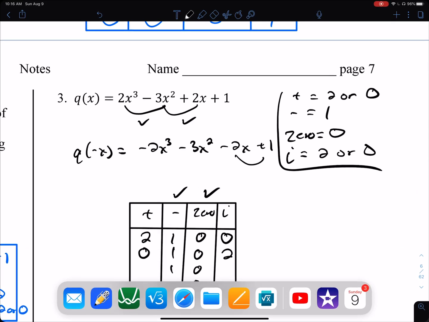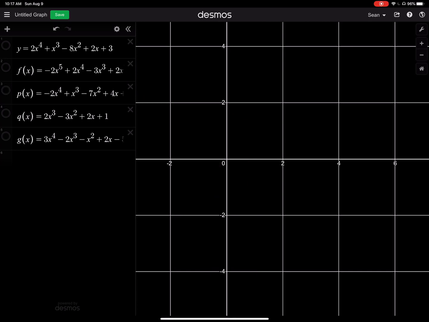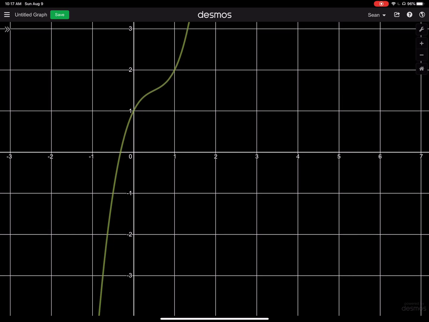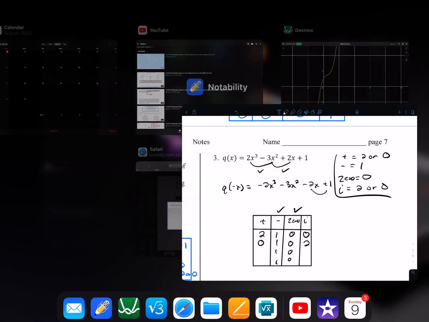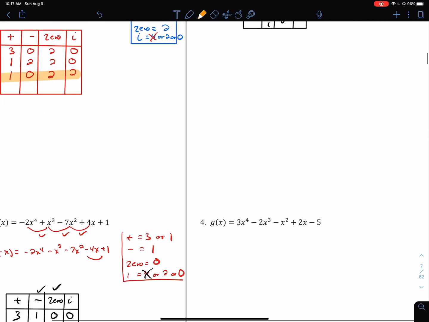Let's look at the graph of this. This was Q of x. And we can see there's 1 negative. That must mean the other 2 are imaginary. Starring the correct row. Boom. Last one.